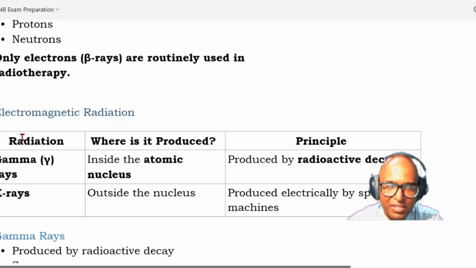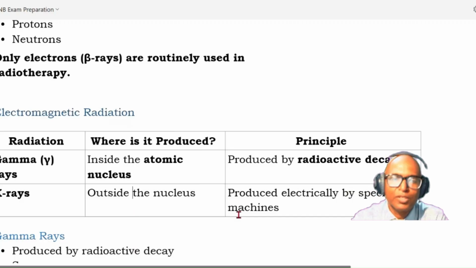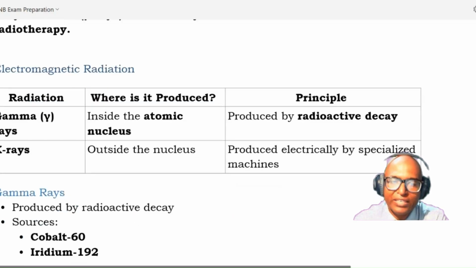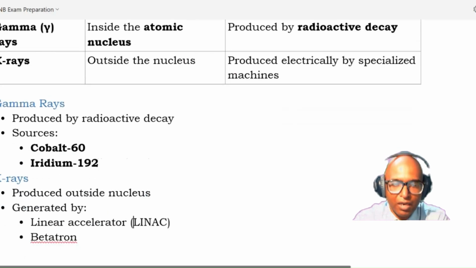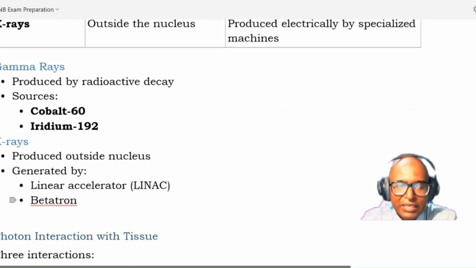Now what is the difference between these? What is the source of gamma rays? They are produced inside the atomic nucleus, while X-rays are produced outside the nucleus. Gamma rays are produced by radioactive decay, and X-rays are produced electrically by specialized machines. Sources of gamma rays are cobalt 60, iridium 192, etc. X-rays are generated by specific machines, that is the LINAC, the linear accelerator, which is commonly used nowadays. And there is also the Betatron.